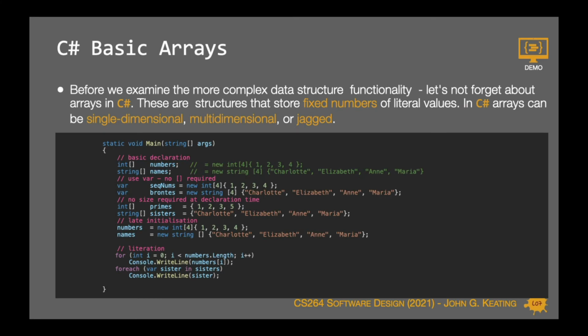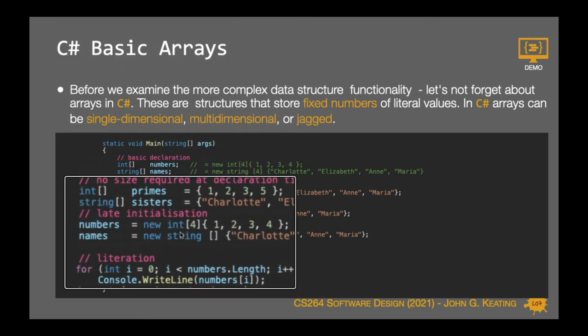And you did a lot of work with your basic arrays last time with your assignment. But don't forget about arrays. Arrays are really useful, and you can see how powerful they can be. But they are structures that store fixed numbers of literal values. Okay? And in C#, they can be single dimensional, multi-dimensional, or jagged, as you've seen here. Okay? And you saw these before.